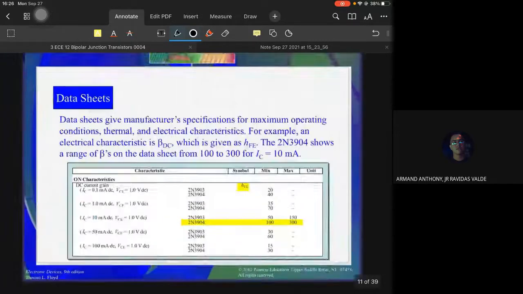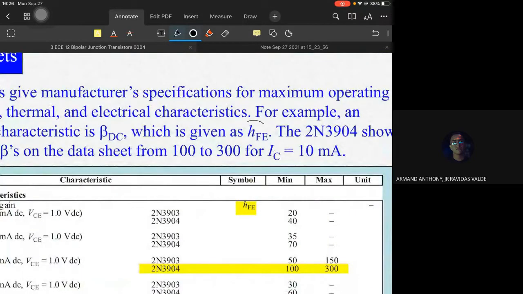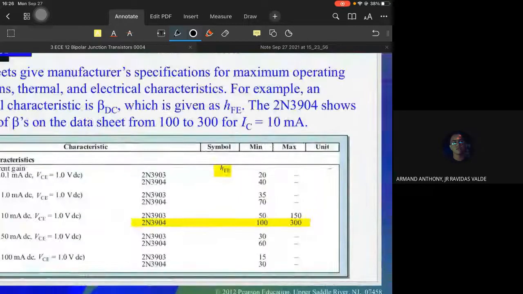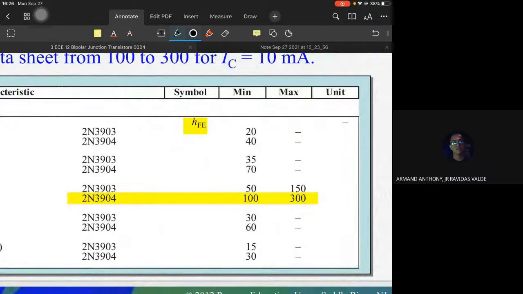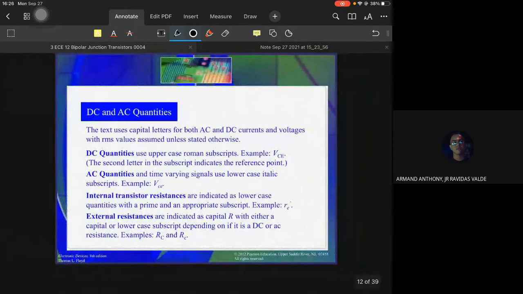So this is an example of a data sheet for a BJT. HFE is the term now commonly used for beta in specification sheets. So for the 2N3904, it has a maximum beta of 300 and a minimum beta of 100.